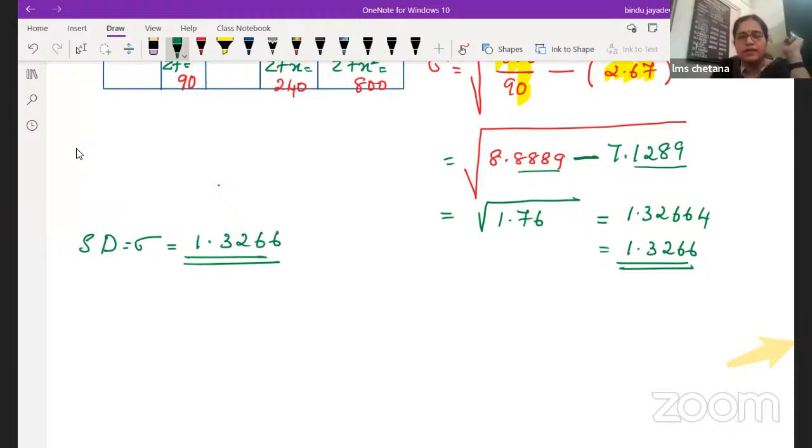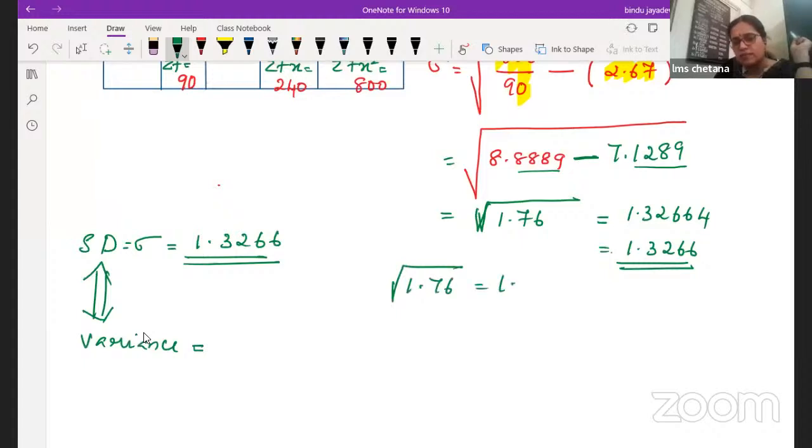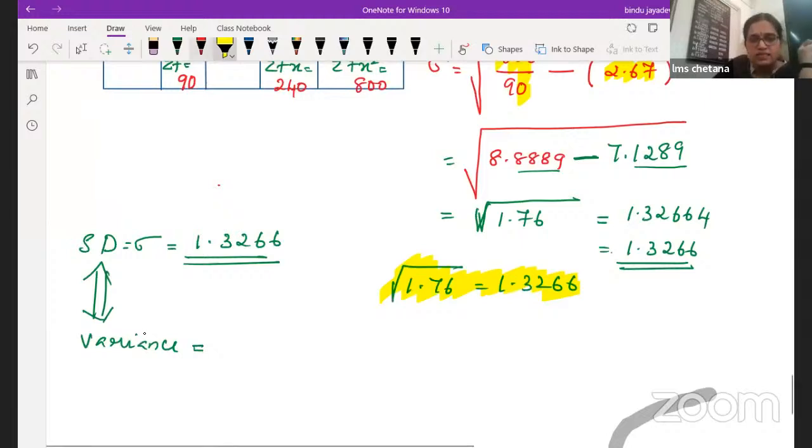But sometimes in examinations, they will ask you both standard deviation and variance. What is variance? It's very easy. Variance has a relationship with standard deviation. See here, how do you get this 1.3266? The root of 1.76 is 1.3266. This is your last step. Now from this last step, what is inside the root?